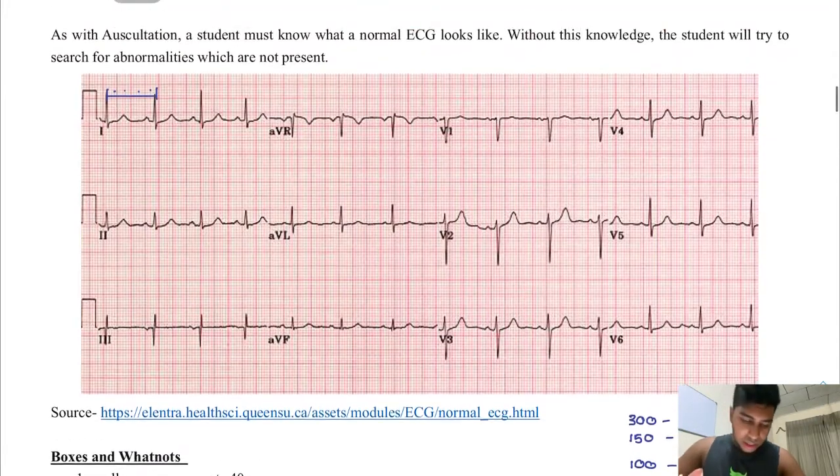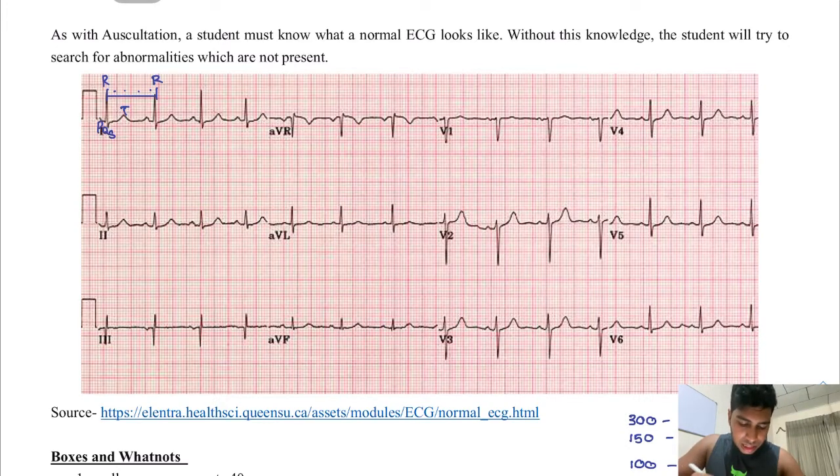Okay, so in this there's 4 boxes. There's roughly 4 boxes between the P, Q, R, S, T. This is the normal wave. Between the 2 R waves, you have 4 boxes. That gives us a rate of around 75. Okay, that's normal. Next, rhythm.